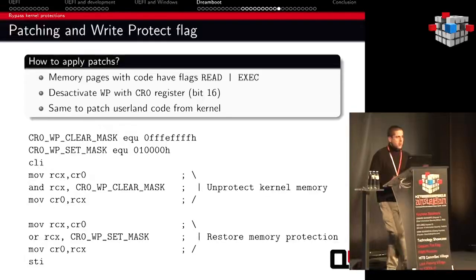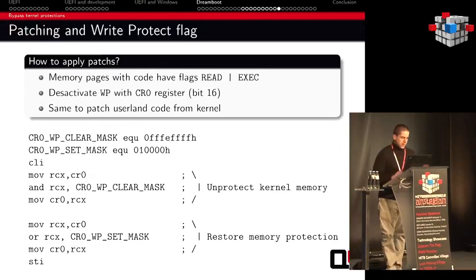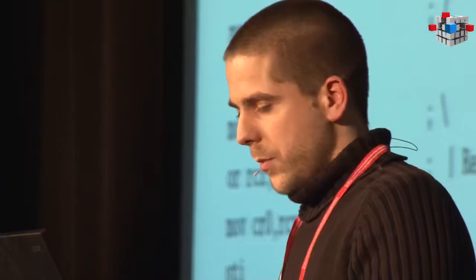Just a little trick to apply patches in memory. I forgot that before. We have to use the CR0 register to deactivate the WP bit, the write protect flag. So in fact, we have to erase this bit in CR0 before doing patches from kernel to userland, or from kernel to kernel.